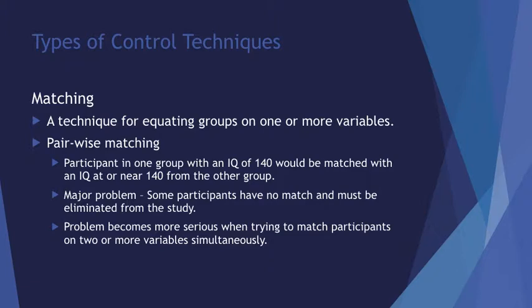The major problem with it is that obviously if you don't have anybody that matches up and has a low or high IQ, they're probably going to be eliminated from this study. And then if you take on the fact that if you look at two or more variables simultaneously, it becomes even a bigger problem when you're trying to match these participants. So matching is just one way that, if it's clear cut, you can use as a control method.